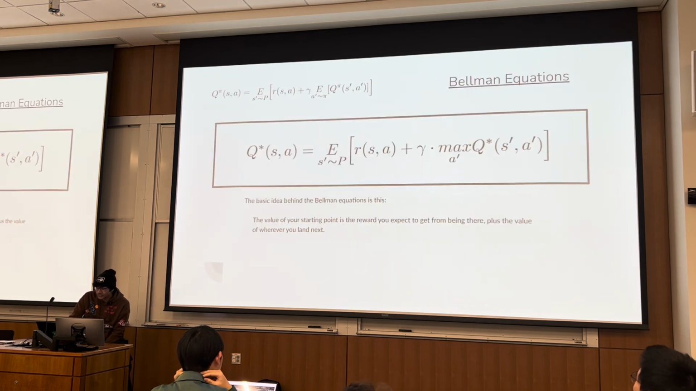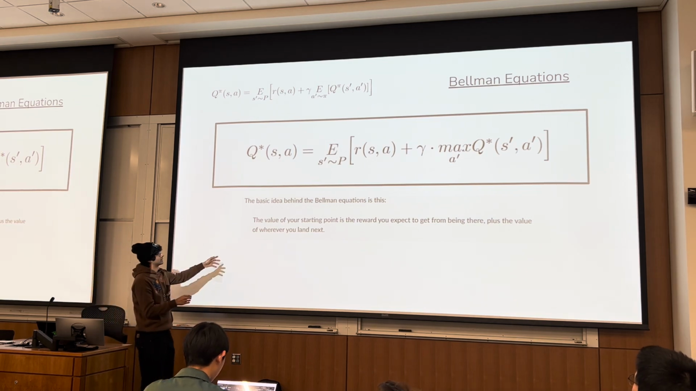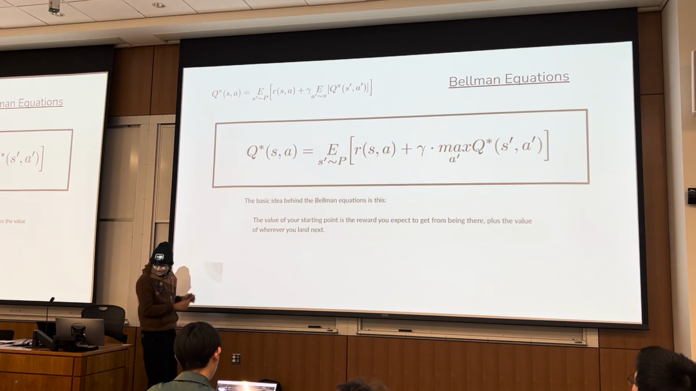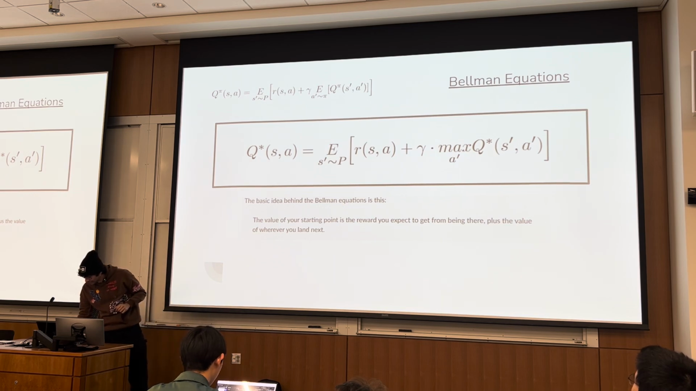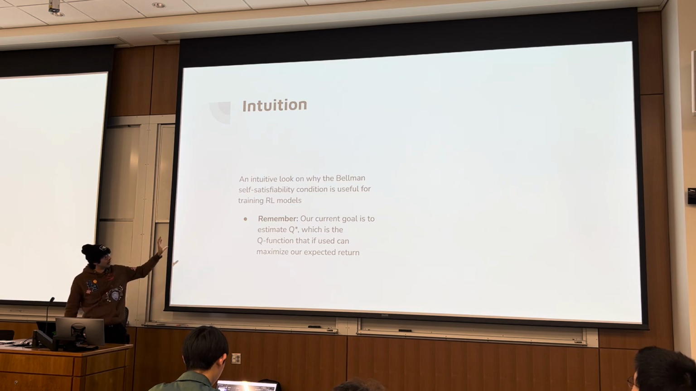So this is what it is. It's the Bellman self-satisfiability equation, essentially. Now, this is a bit much, but I'm going to go over it on a higher level. In fact, I'm not even sure if I need this slide. I'll just go to this one, and then I'll go back if we need to review it. So again, our current goal is to estimate Q star, which is the Q function that, if used, lets us maximize our expected return.